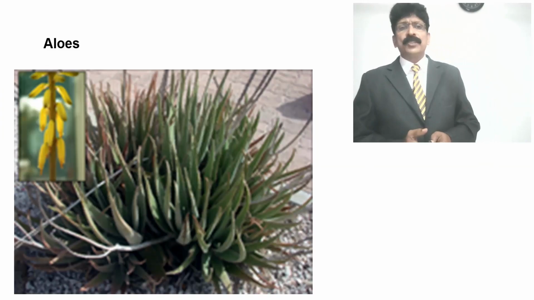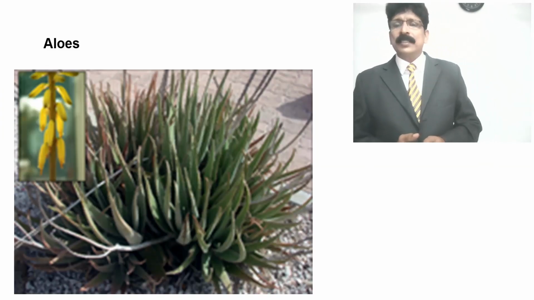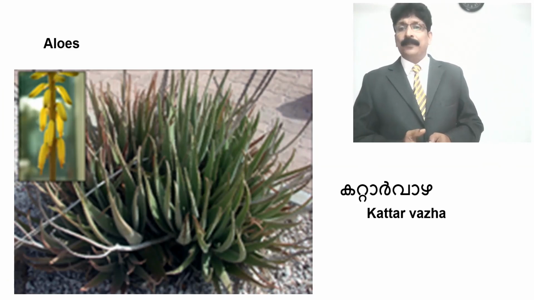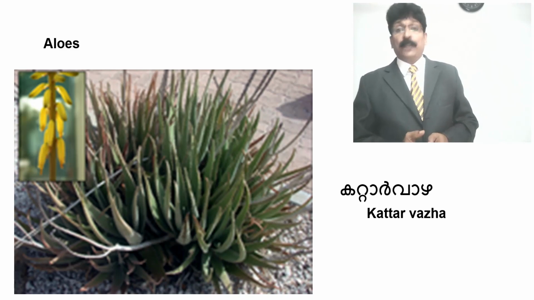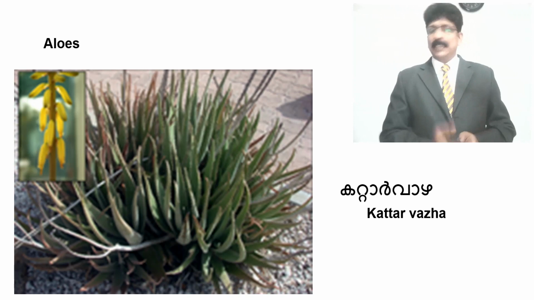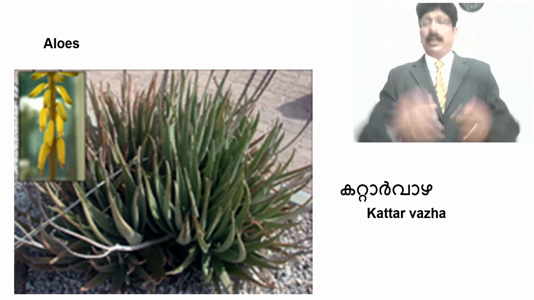Aloes, everybody knows, in Malayalam it is called Kattarvazha. It's even an ornamental plant in our home, and we are using it more for cosmetic purposes. The females know this very well. It's an unorganized drug, an exudate, which is taken from the leaf.